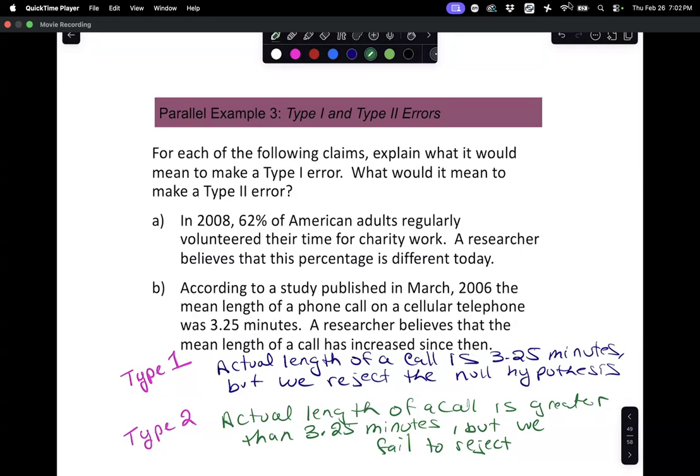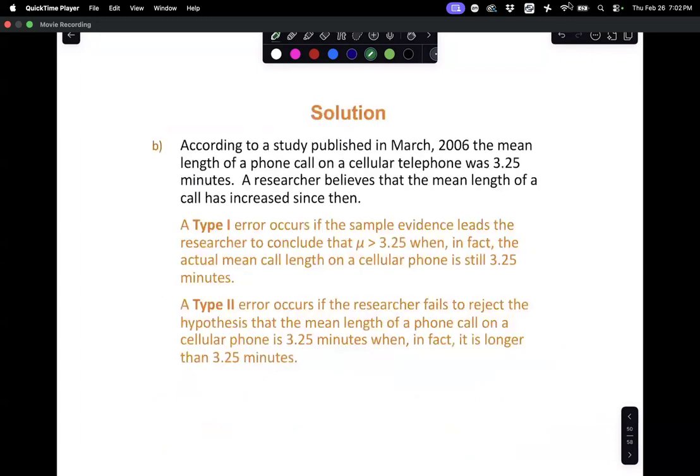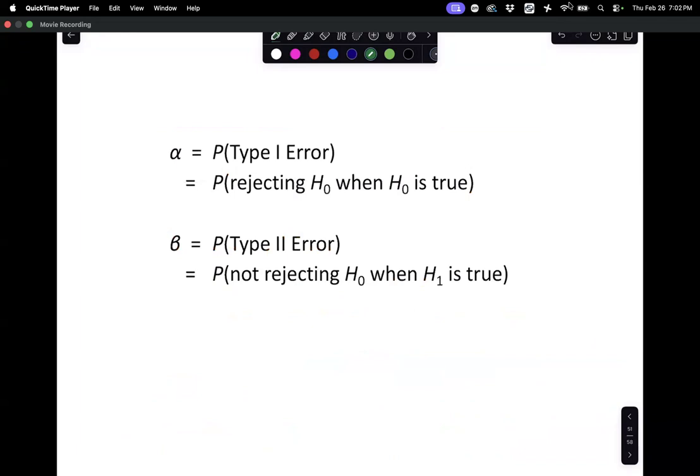Okay, we're going to talk about the probability of these errors, but we're not going deep. We're definitely scratching the surface. The probability of a type 1 error is alpha. That alpha that we use in our confidence intervals and our hypothesis testing, that is the probability of a type 1 error. The probability of a type 2 error is beta.